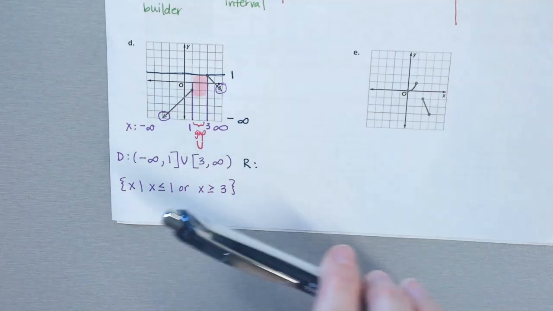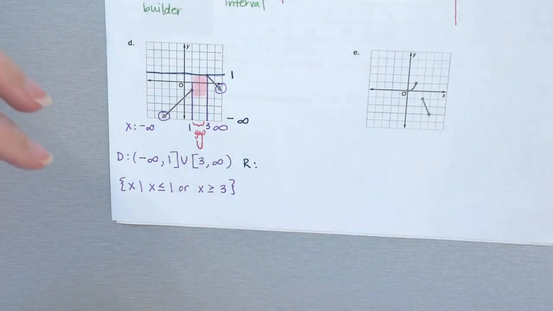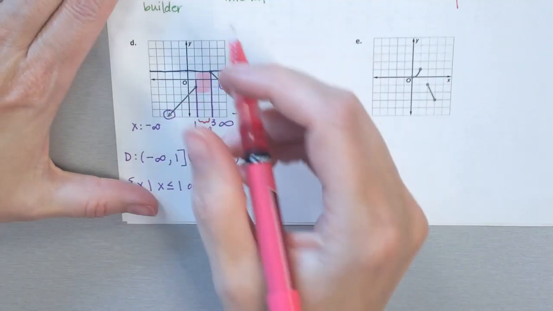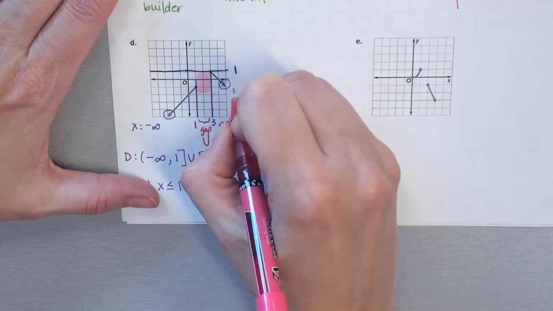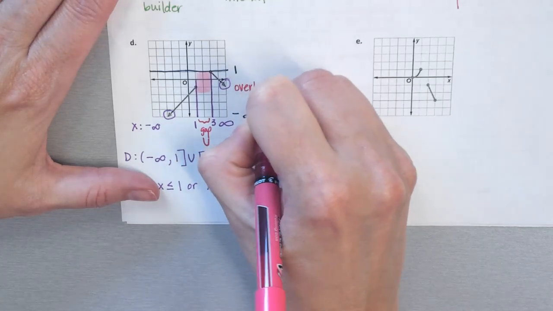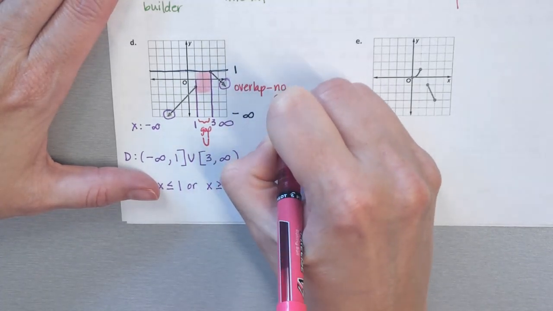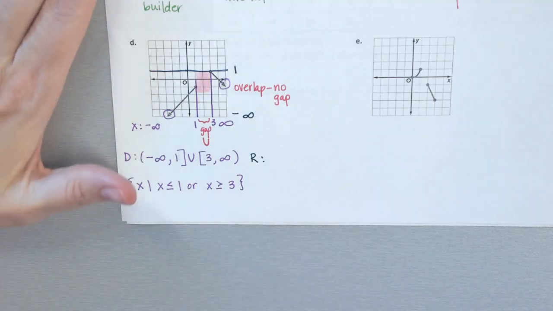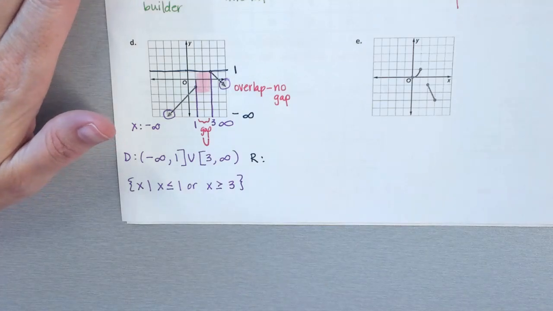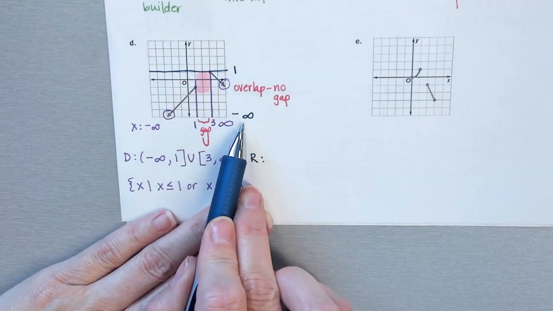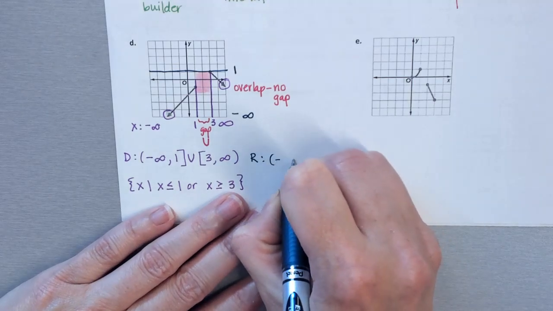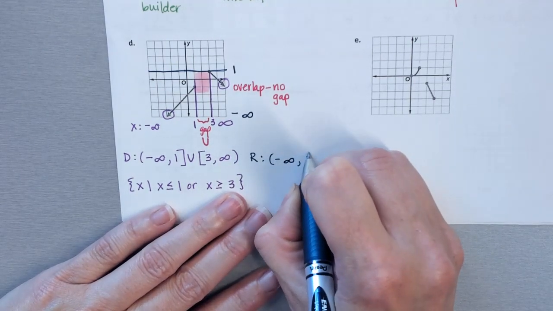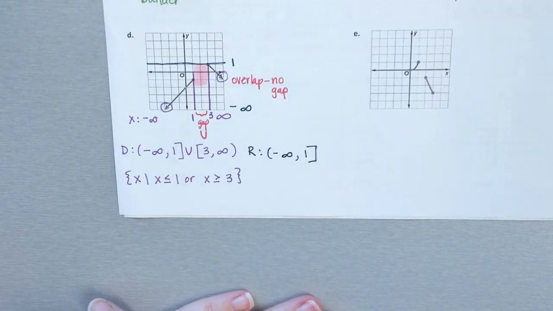If you're looking at this horizontally, that's different. So here, there's no gap, okay? They intersect each other. So I'm going to say there's an overlap. There's no gap. Overlap, no gap. That means that there's no union. Okay, so your interval is just from negative infinity to 1. So if they overlap each other, you'll only have one interval. If there's a gap, you will have two intervals and you'll use a union.